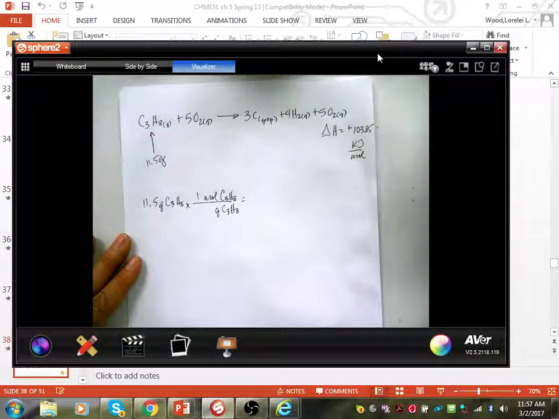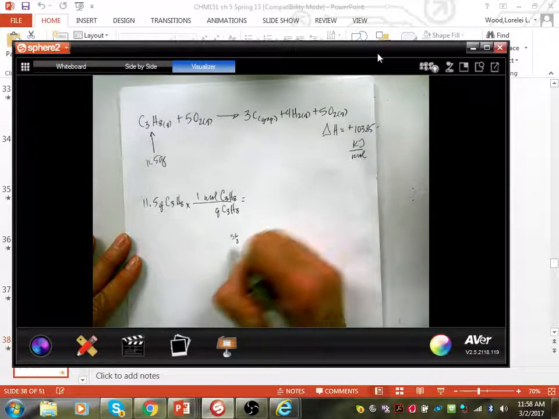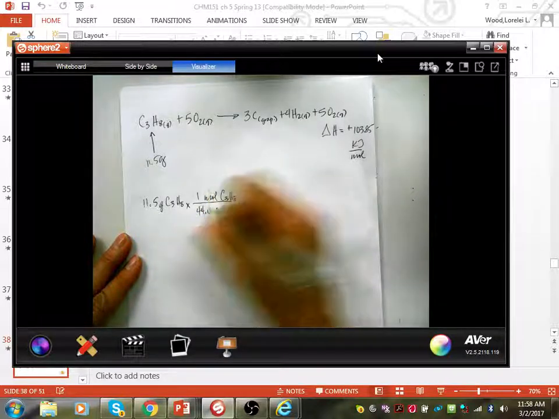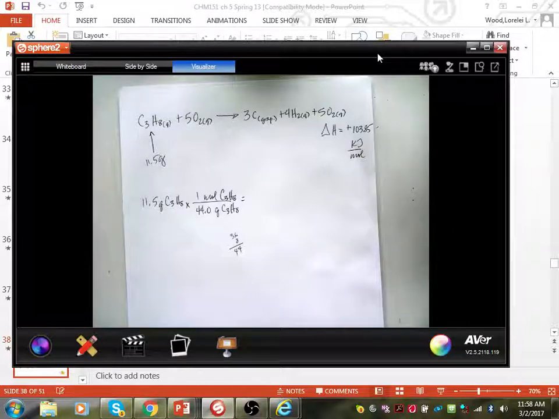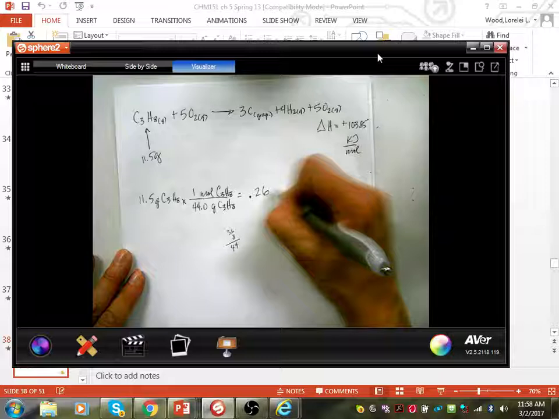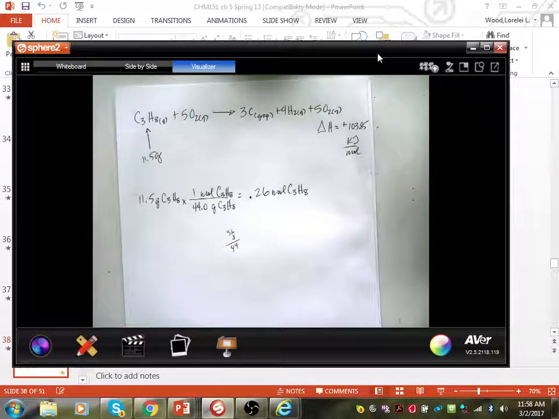Carbon is 12 each, that's 36 grams due to the carbon, plus 8 more from the hydrogen, 44 grams per mole. Somebody with a calculator, what's 11.5 divided by 44? 0.26 moles of the C3H8. All right, we did the conversion for the C3H8.